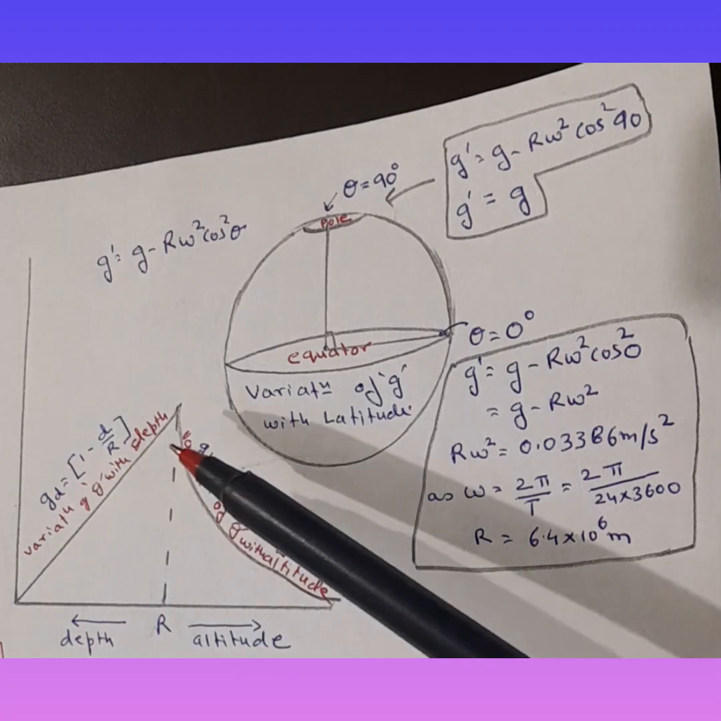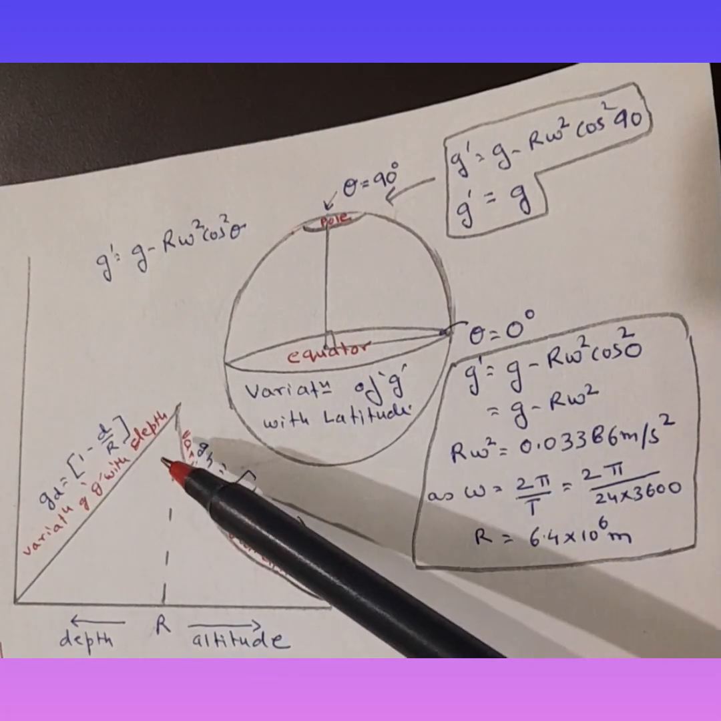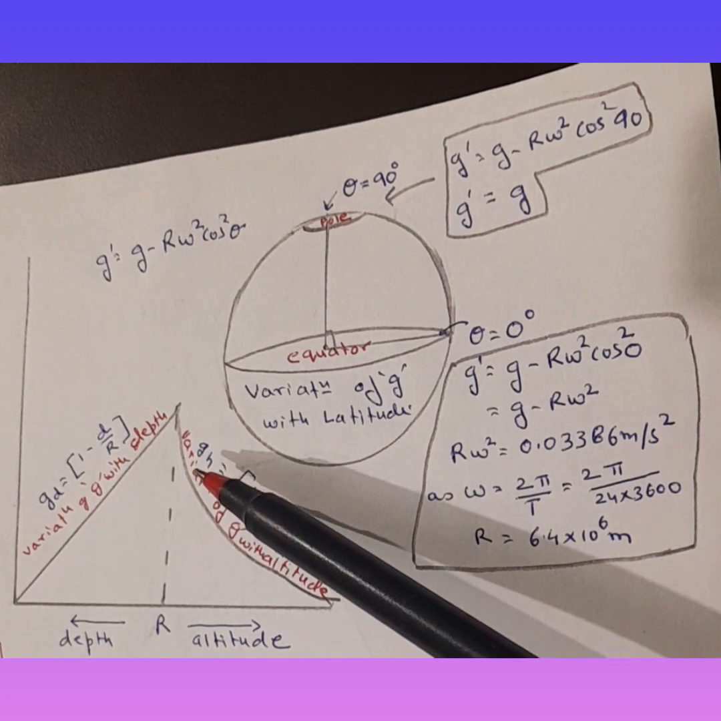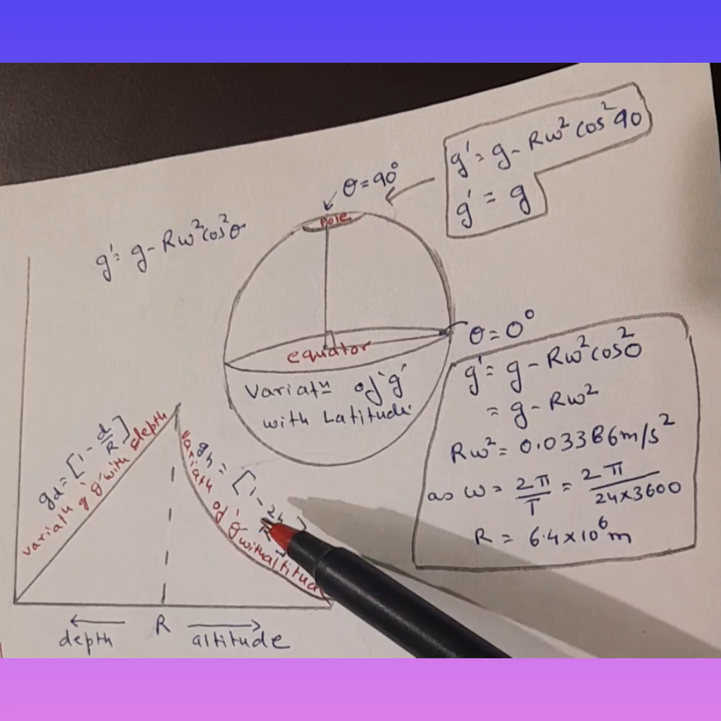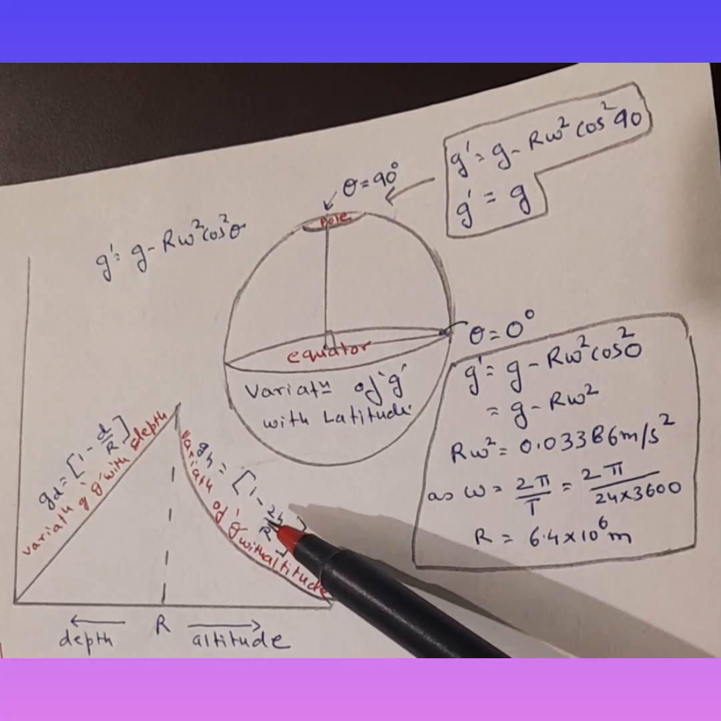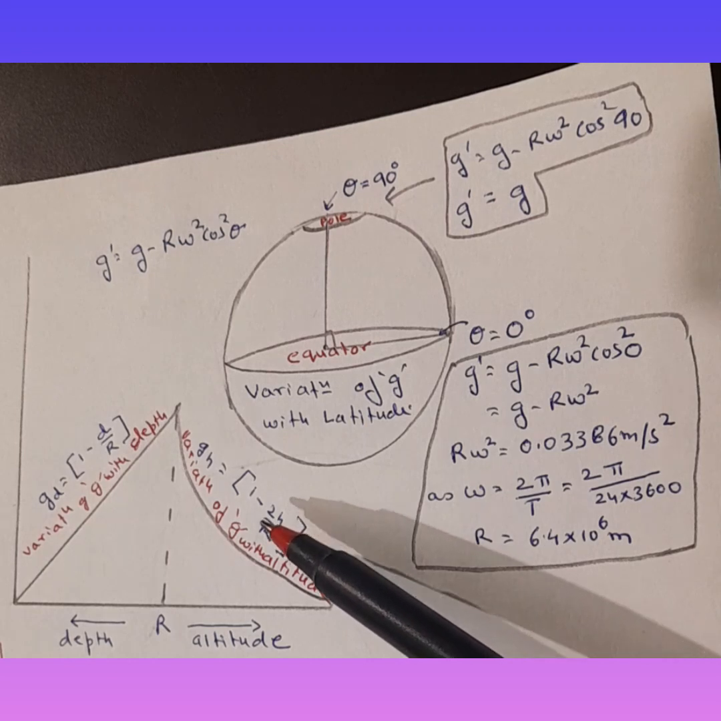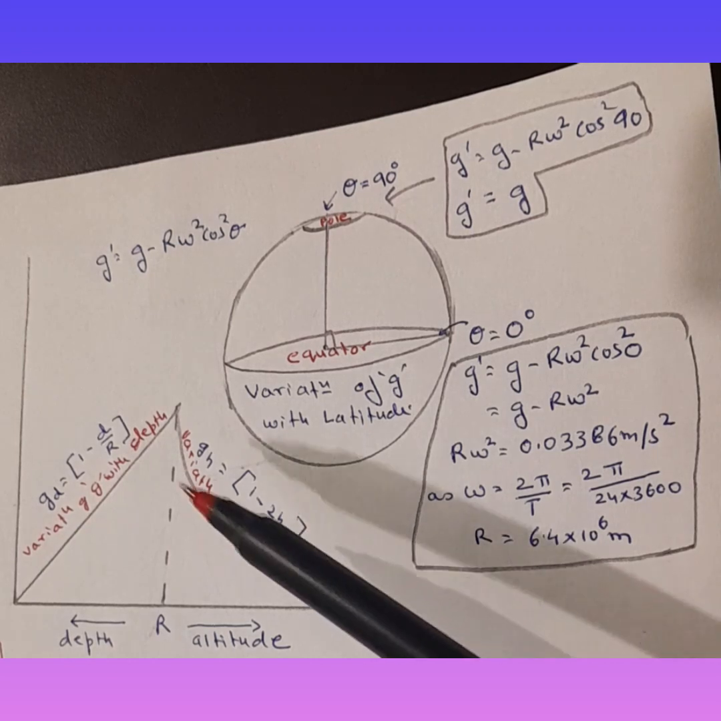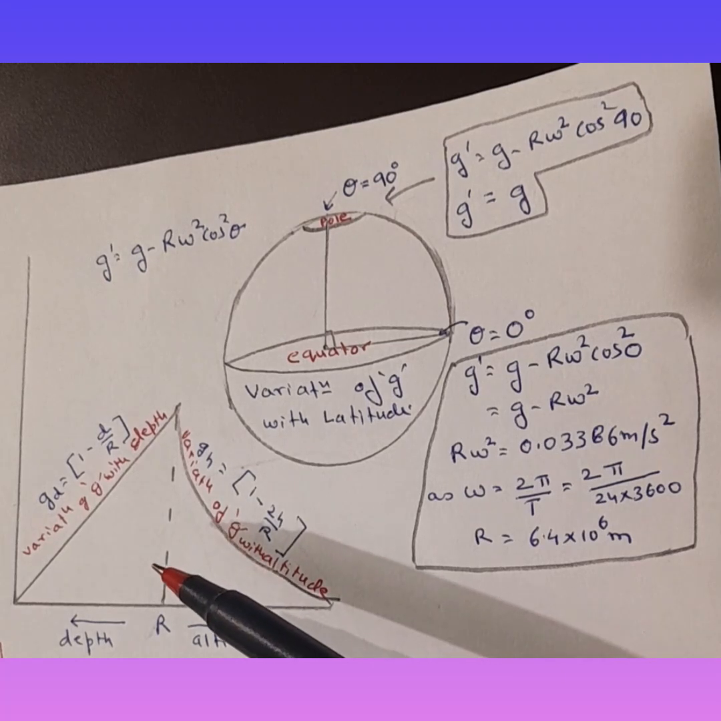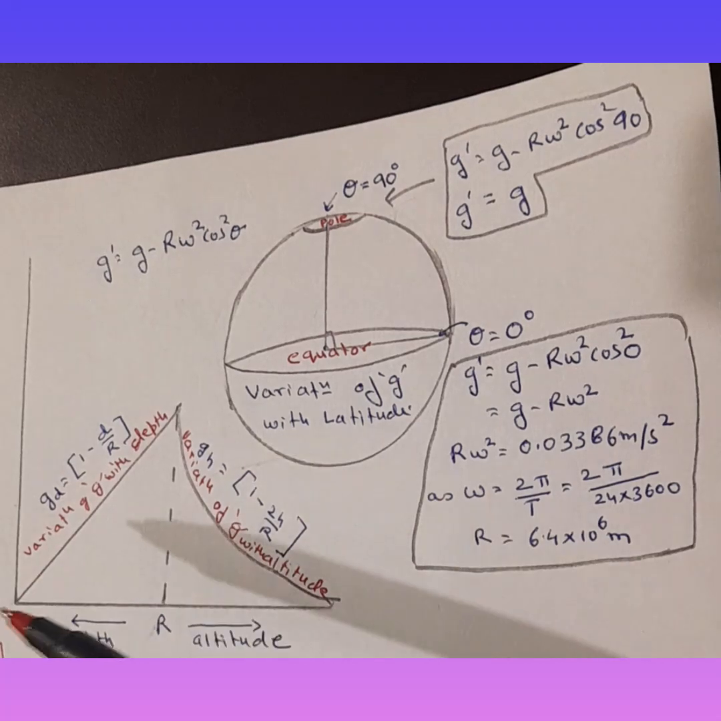Now when we move above in altitude, in height, the formula is g_h, that is gravity at that particular height, g (1 minus 2h upon R), where R is the radius of Earth and h is the height at which the object is. So this is the curve. Please keep this in mind because this has been asked quite some times in JEE.